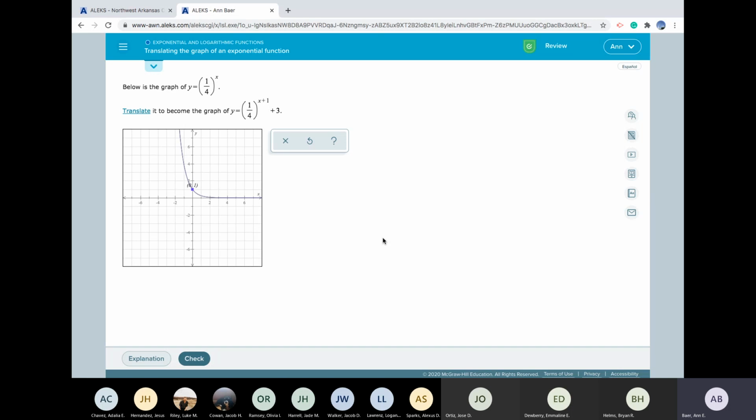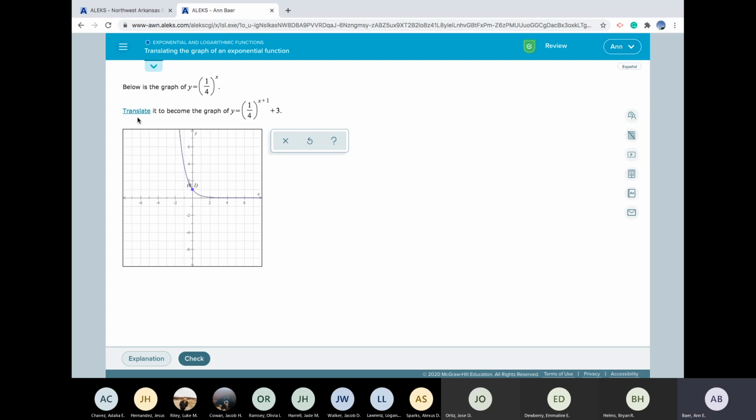So let's look at this function. Below is the graph of y equals 1/4 raised to the x. An exponential function has a variable in the exponent. So we're seeing that x in the exponent.